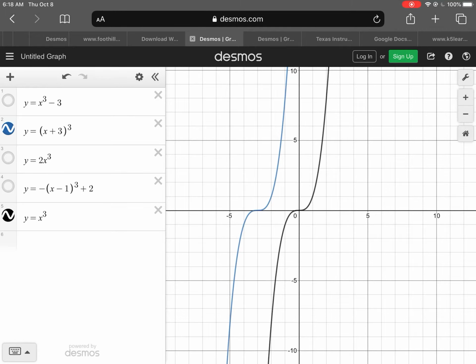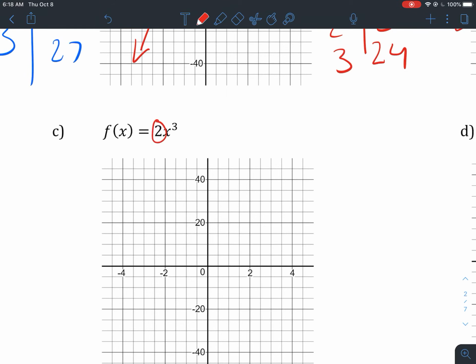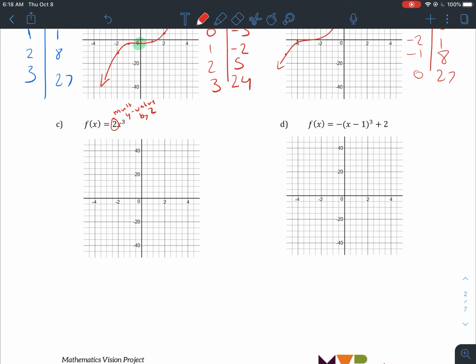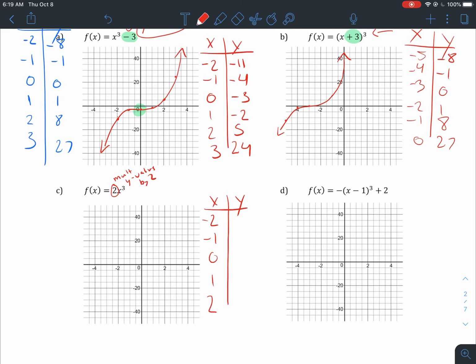All right, so now let's go ahead and try the next one here. So what does putting a 2 out in front do? Well, this multiplies the y values by 2. So what you're going to do is keep your same x values. So we have -2, -1, 0, 1, 2. And we're going to multiply the y values by 2. So we get -16, -2, 0, 2, and 16. How did I get these? I just took my original ones and multiplied them by 2.